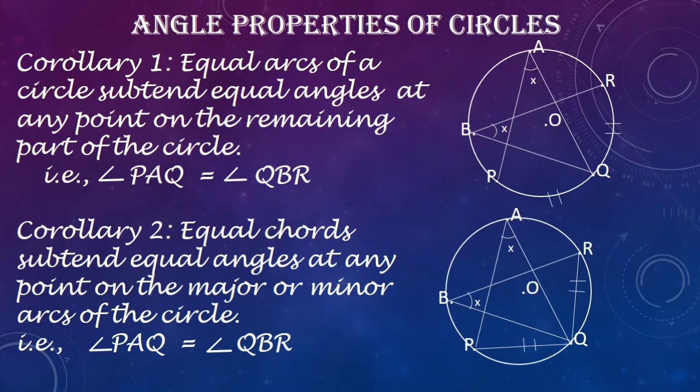Corollary 2. Equal chords subtend equal angles at any point on the major or minor arcs of the circle. The chords PQ and QR are equal. They subtend two angles PAQ and QBR respectively on the major arc of the circle. By this corollary, angle PAQ is equal to angle QBR. Not only that, the equal chords PQ and QR subtend equal angles at the minor arcs also.